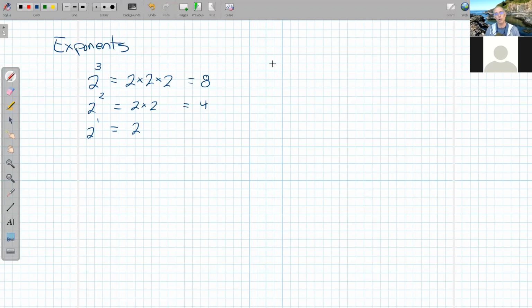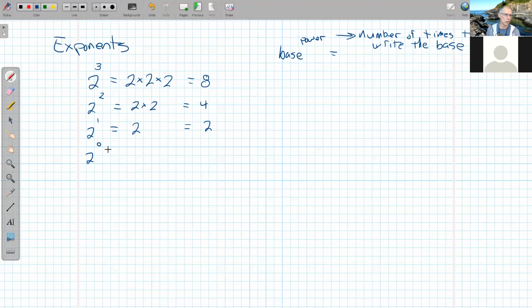So again, super important. An exponent is a base to a power. And it just basically tells me how many times to write the base. It's not the number of times I multiply. So, if I wanted to multiply, I could say that's 2 times 1, which is 2. And then that brings me to the idea of 2 to the 0.